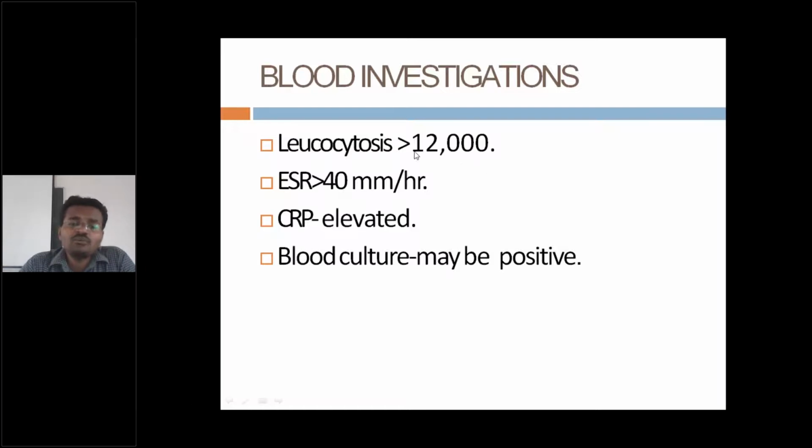That is known as neutrophilic leukocytosis. Overall, there will be an increase in WBCs. Normally it is 4 to 11,000, but here there will be more. Sometimes people will come with 30,000 like that. And ESR will be high.